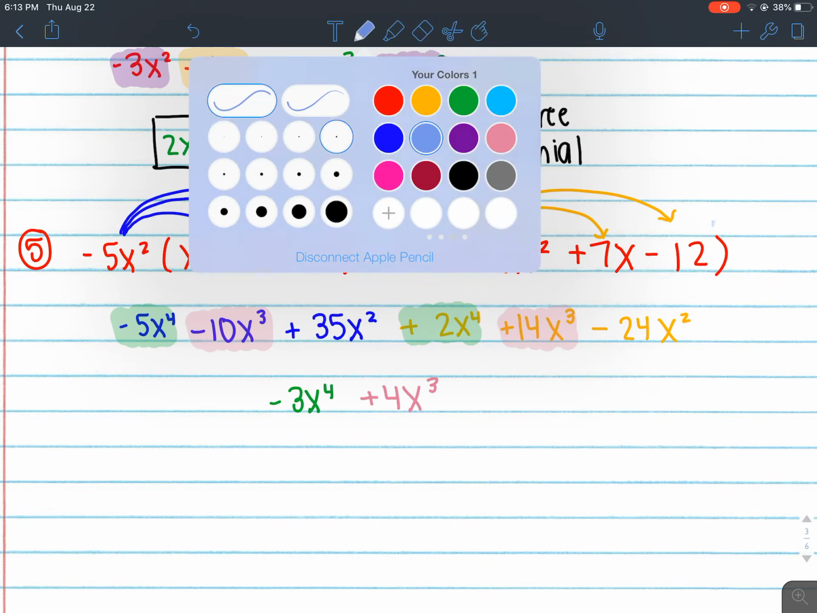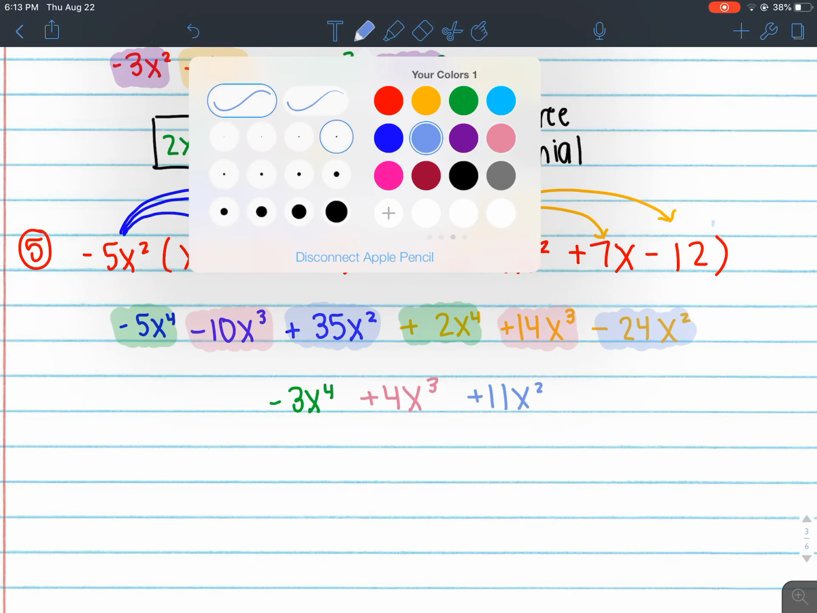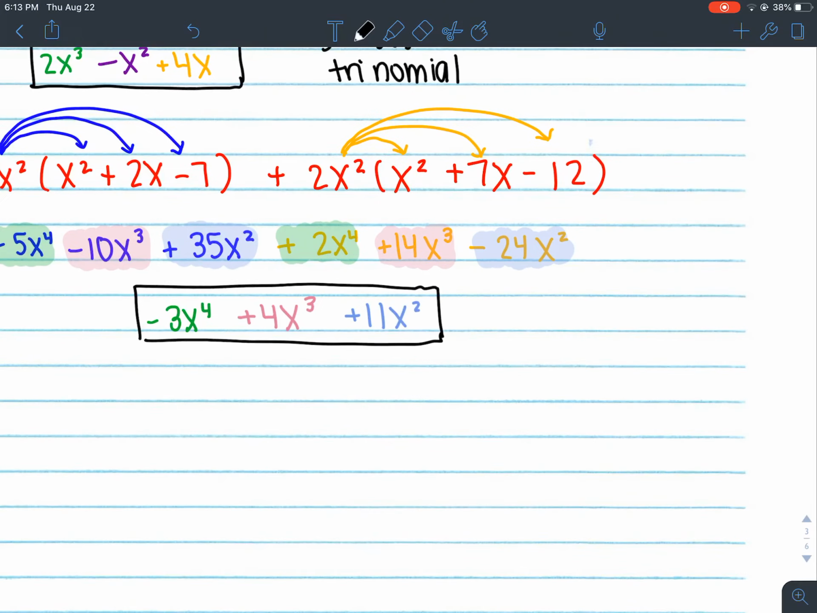And then lastly, I have 35x squared minus 24x squared. That's going to be plus 11x squared. And let me double check that with a calculator. Yep, looks good. All right, so I'm going to go ahead and box my final expression. And this is going to be a 4th degree trinomial.